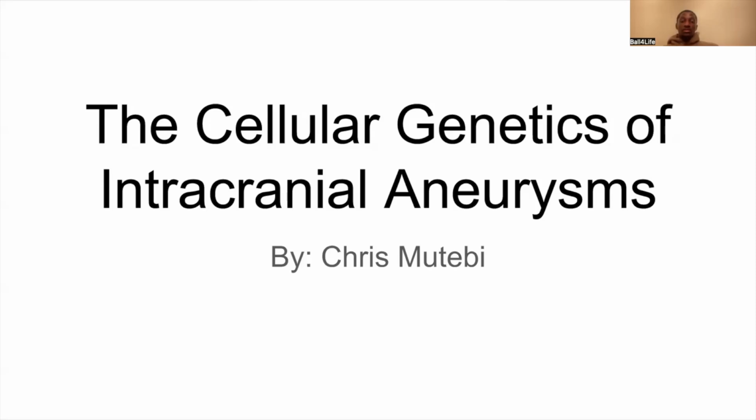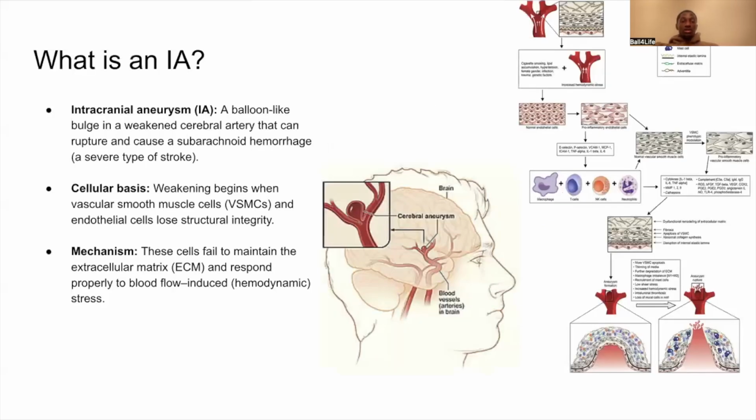Hello, my name is Chris Matavi, and today we're going to be exploring the intersectionality of cellular genetics and intracranial aneurysms. So, what are intracranial aneurysms? Intracranial aneurysms, or IAs, are balloon-like structures that form in a weakened section of a cerebral artery. Over time, the vessel wall becomes thinner and more prone to rupture, leading to a subarachnoid hemorrhage or life-threatening stroke.